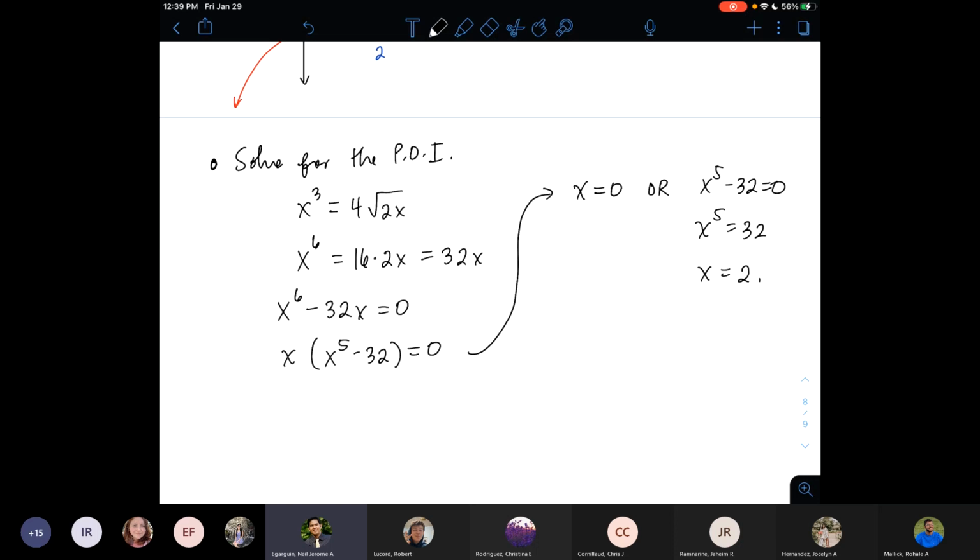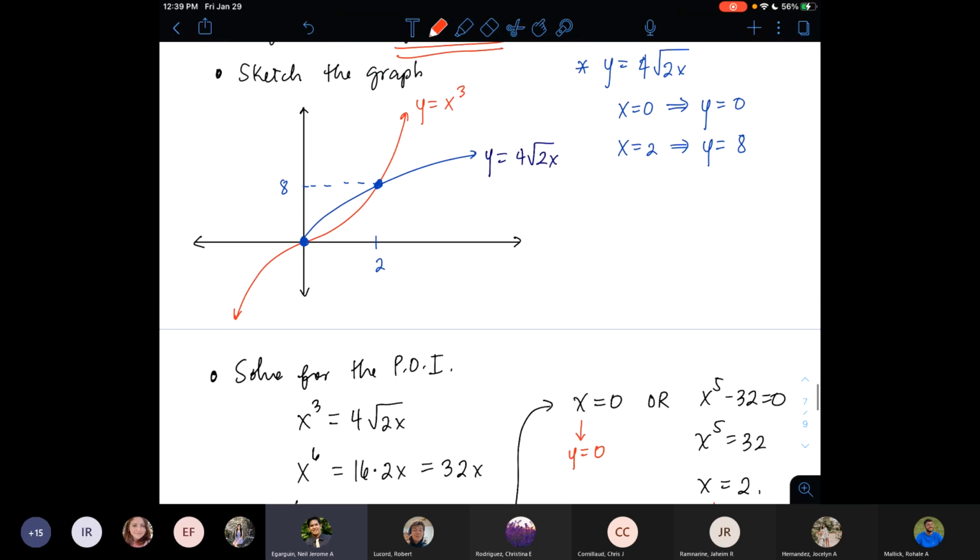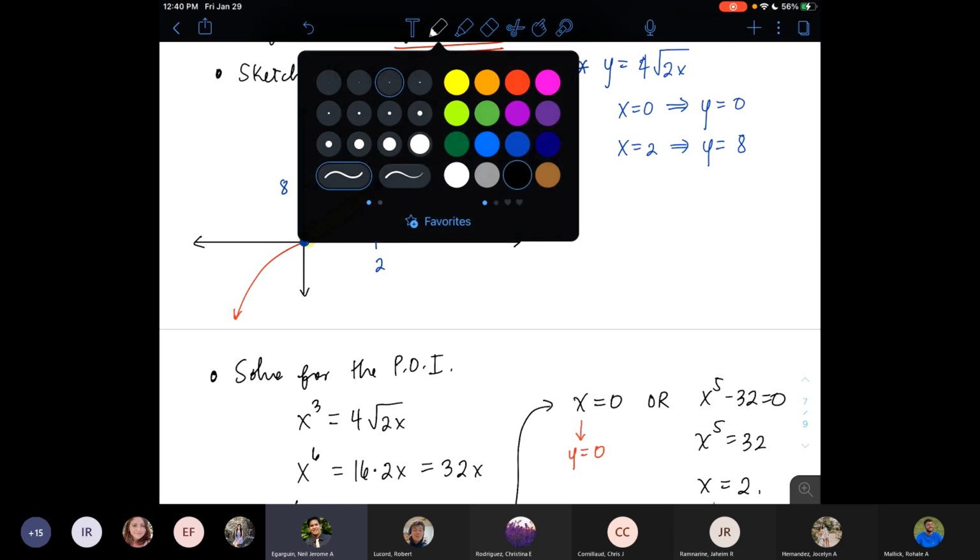And what are the corresponding y values for the points of intersection? Well, if x is 0, then y is equal to 0. And then if x is equal to 2, then y is equal to 8. And exactly that's what I found out in sketching the graph. And then remember, the region is the region that is bounded by these two curves. So the region is this one, the highlighted portion.